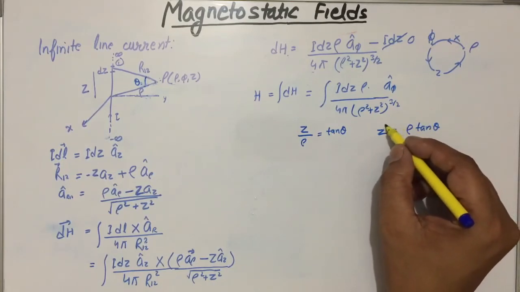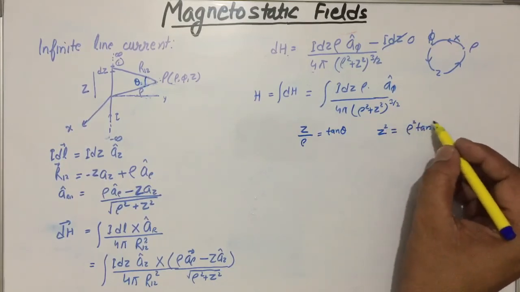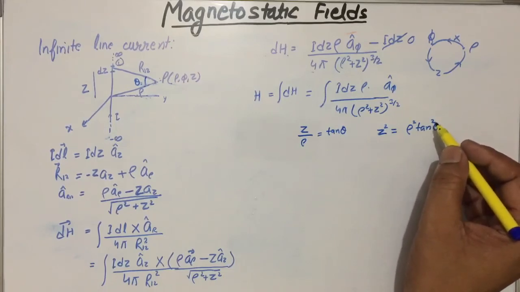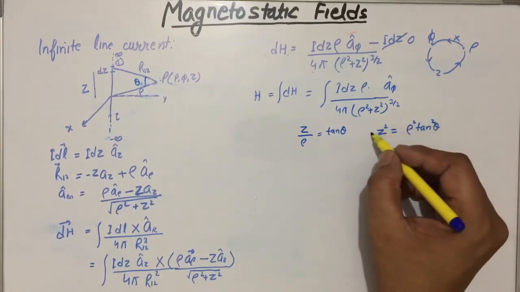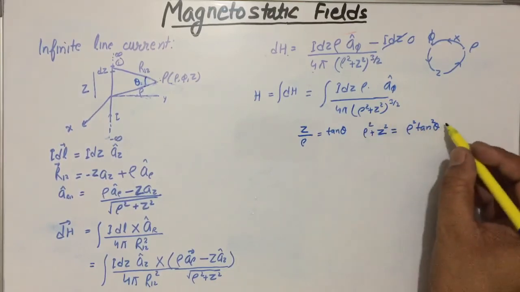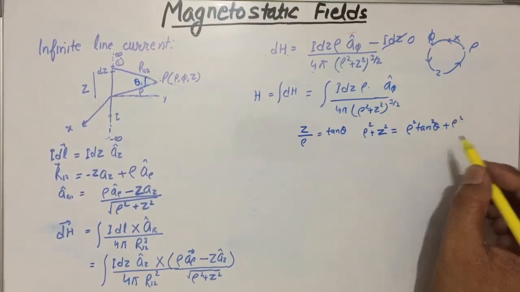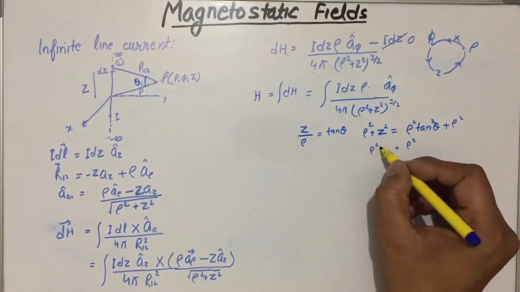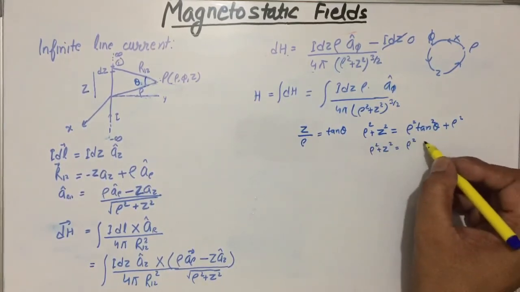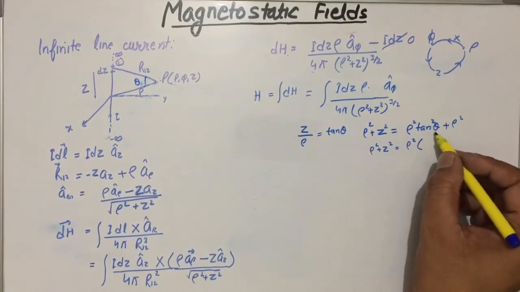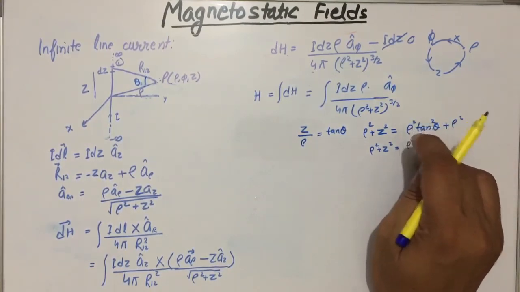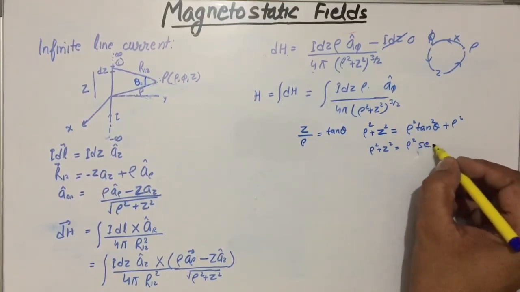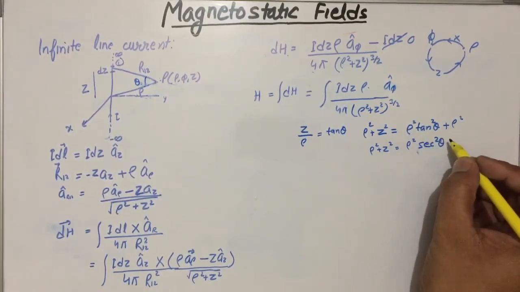So from here we can find z is equal to rho tan theta, and if we make it square, we can do this without any problem. After that, if we add rho square to both the sides, then it will be rho square plus z square equals rho square times 1 plus tan square theta, which is equal to rho square sec square theta. So we have this relationship.